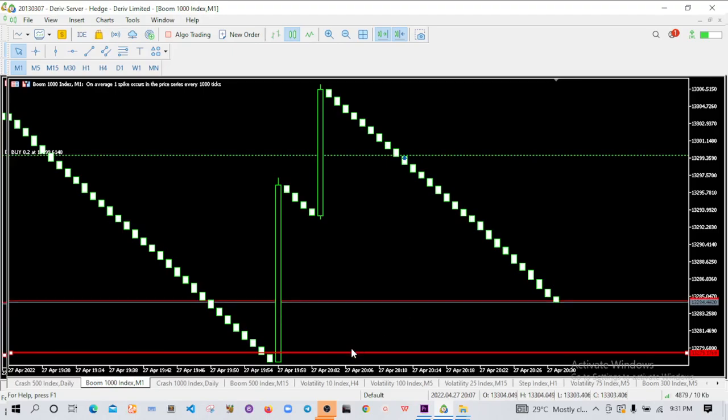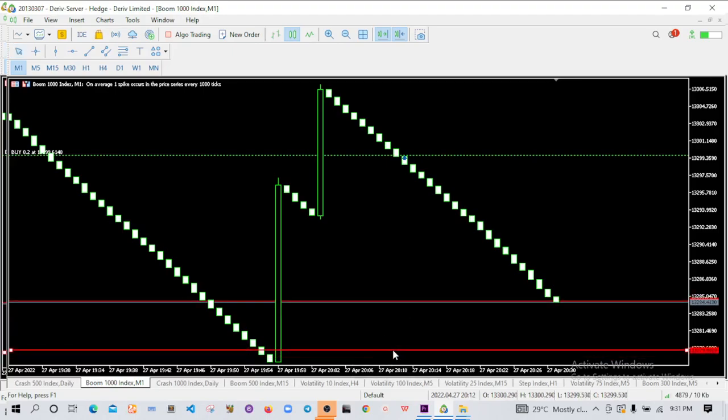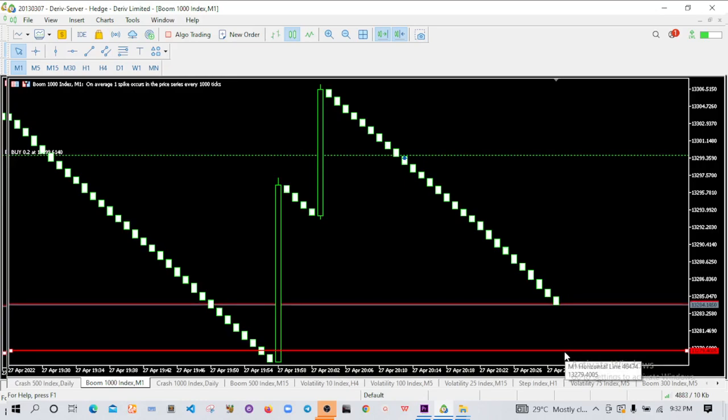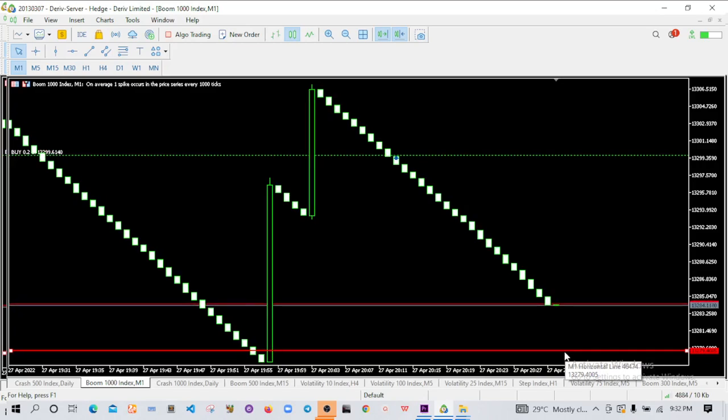Now I might set my stop loss here. So if the price pushes down to this red horizontal line right here, and I set my stop loss here, it's going to trigger and it will close my trade. As simple as that. So on Boom and Crash, the stop loss works if you are trading with the trend. So on Boom, you are expected to be buying.